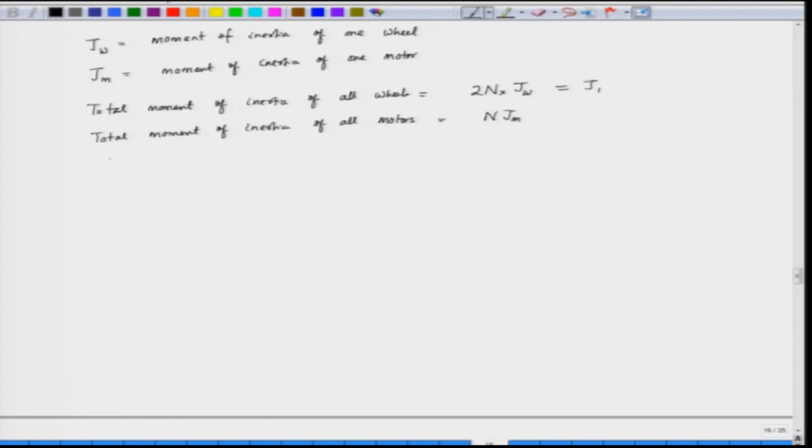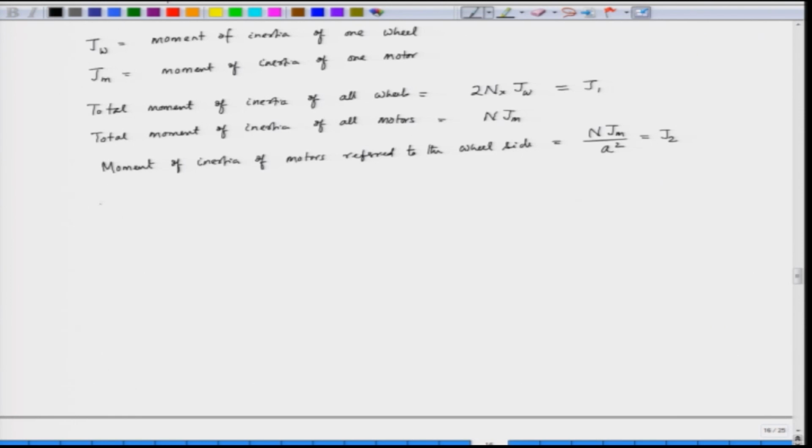So, the moment of inertia of motors referred to the wheel side is equal to N into Jm, the total moment of inertia, by a square, and that we can call J2. So, we are doing the calculation at the wheel side. We are referring all the variables to the wheel side. So, this is J1 and J2.